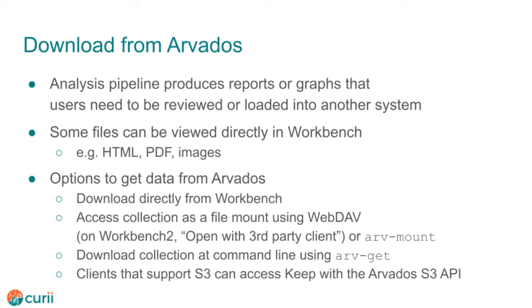In many cases, users can view results directly in Workbench or use Workbench to download to their local desktop. Other options include using the WebDAV feature to access the contents of a collection as a network folder, mount the collection at the Linux command line using arv-mount, download files using the CLI tool arv-get, or use the Arvados S3 API support to access the collection as if it were an S3 bucket.